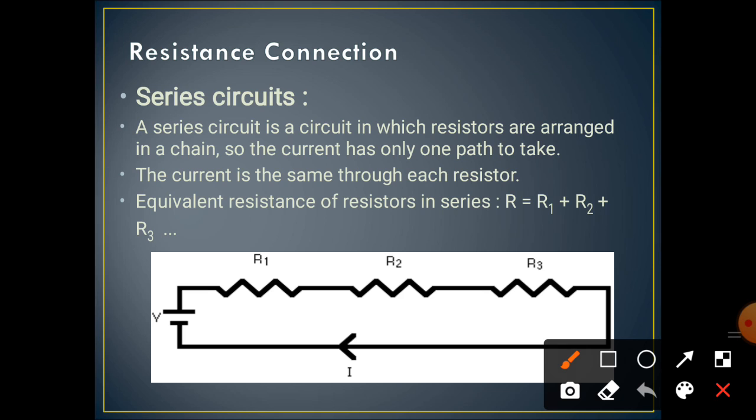And next one is current. In each resistance the current is the same, and the voltage will differ. Equivalent resistance of a series circuit is R is equal to R1 plus R2 plus R3. Mainly we have to note that in a series circuit, the same current flows in each resistor, and different voltage levels are available.